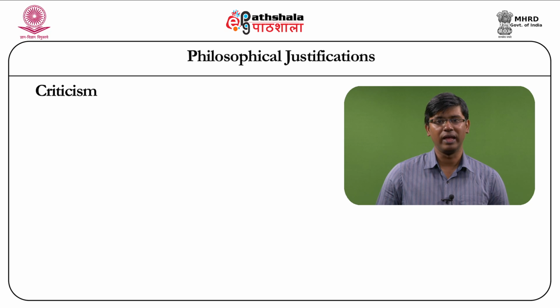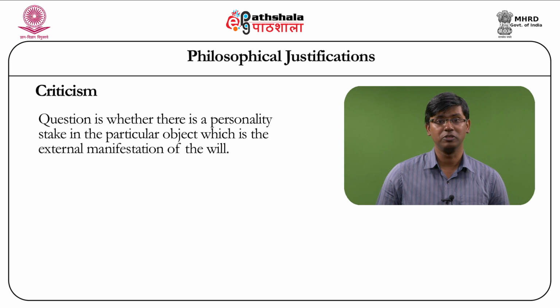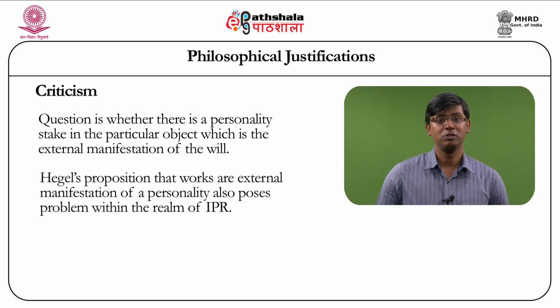The problem in applying personality justification to intellectual property would be in identifying whether there is a personality stake in the particular object, which is the external manifestation of the will. Further, Hegel's proposition that works are external manifestations of personality also poses a problem within the realm of intellectual property rights. A person who writes a book, either handwritten or typed, by copiously copying the works of others, or a painter who imitates another painter's work, would have done so by manifestly expressing his personality regardless of the fact that he is borrowing from someone else.